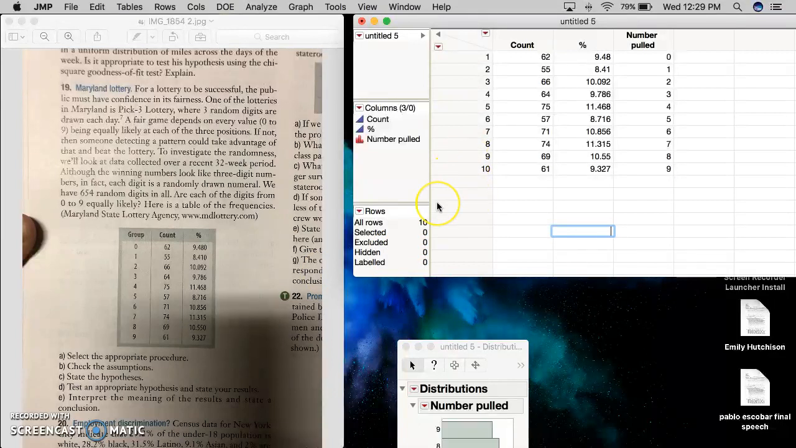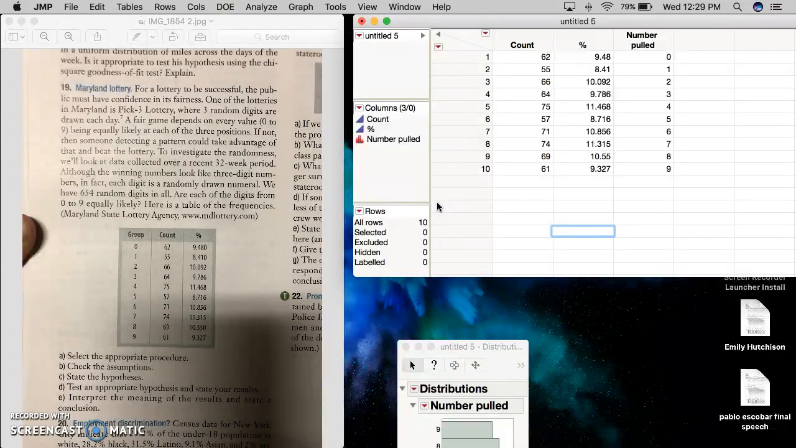And then for the assumptions, we assume that the lottery mechanism uses randomization, and that the numbers pulled are independent of each other. Also, the expected frequencies are all greater than 5.